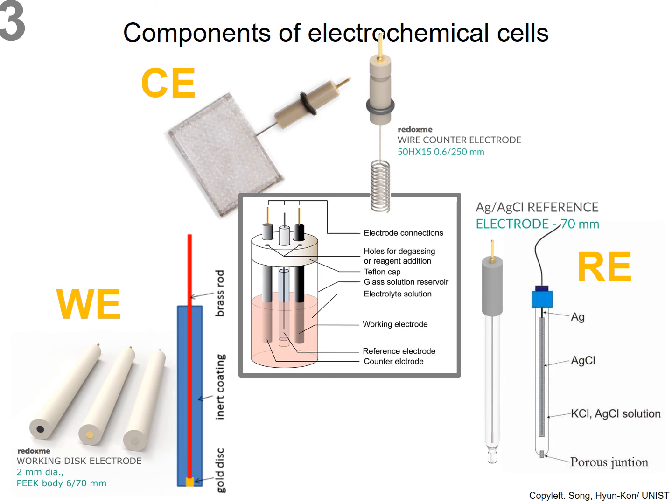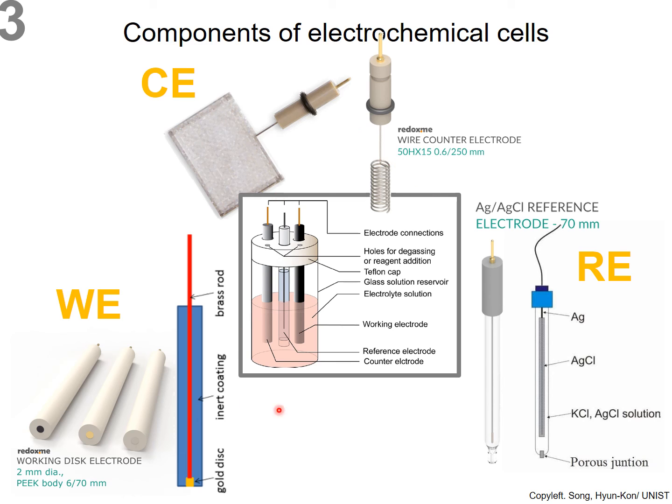In subchapter 2, I have introduced three categories of electroanalytical methods. The first one is voltammetry, the second one is chronoamperometry, and the third one is chronopotentiometry. Then in this subchapter 3, I'd like to talk about the components of electrochemical cells, plus some technical tips for the electrochemical experiment.